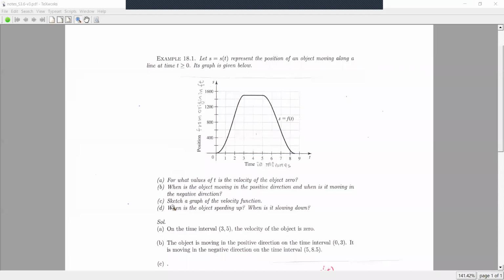Part C. Sketch a graph of the velocity function. Velocity here means instantaneous velocity. By fact number 3, an instantaneous velocity is the slope of a tangent line. So part C is equivalent to the question: sketch a graph of the slope of the tangent line to this curve.